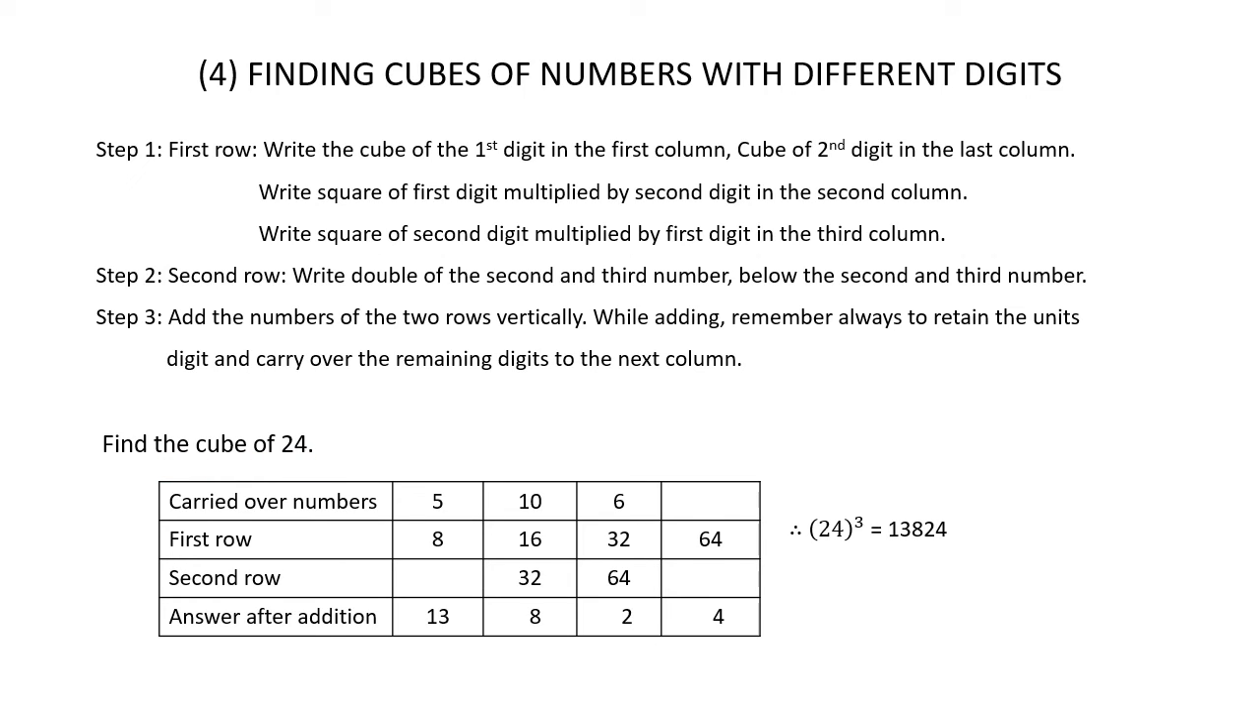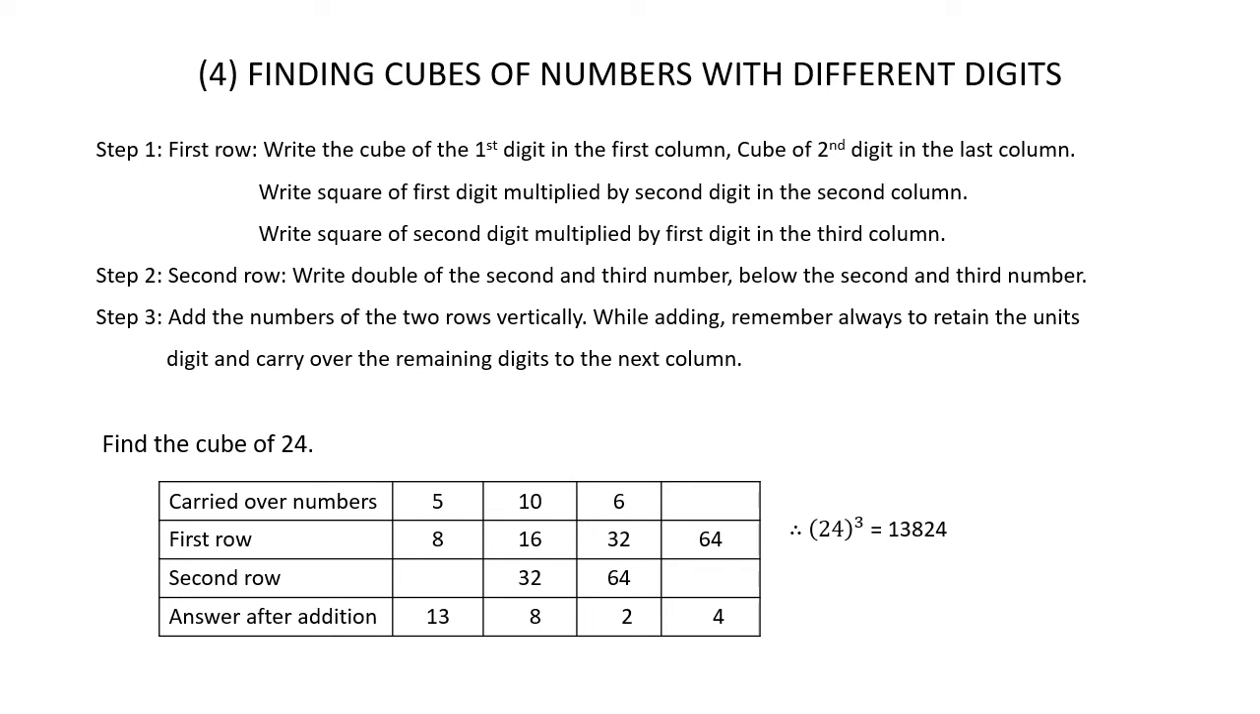Here, the number 24 has two different digits, 2 and 4. Now, 2 cubed is 8. Write 8 in the first column. 4 cubed is 64. Write 64 in the fourth column.